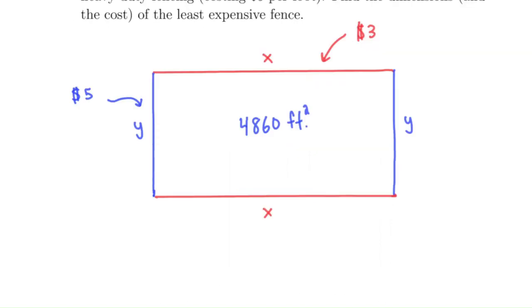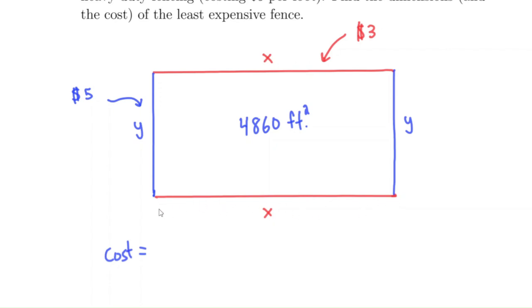Okay, I've defined some variables here. We're going to let x denote the length of the side of the rectangle that's using the cheaper fencing. And we're going to let y denote the length of the side of the rectangle that's using the more expensive fencing. And remember that the thing that we're trying to minimize is the cost. So what is the total cost to build this fence? Well, the cost is going to be the cost to build, first of all, this side. How much does this side cost?